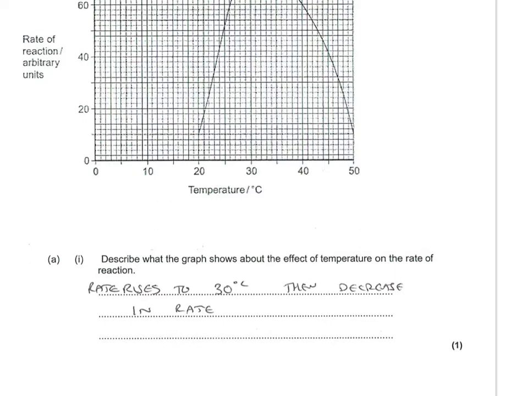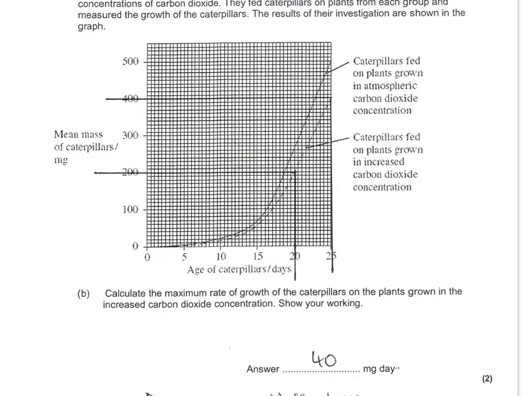So you might say rate rises to 30 and then the enzymes denature. That is not a description, that's an explanation. So you only talk about denaturing enzymes for an explanation, explaining why the line falls. So this is a description. Looking at this question here, state maximum rate, and the key bit there is maximum. So you've got to find the part of the line where it's steepest, and that's between here.